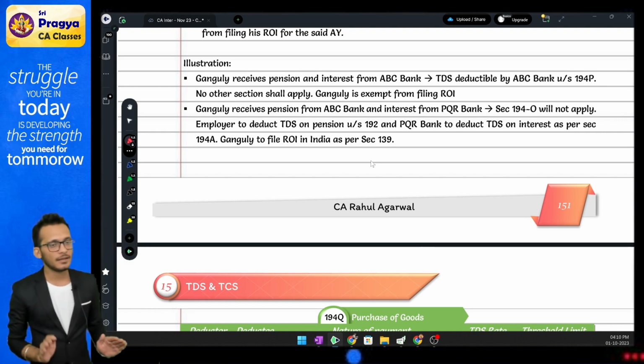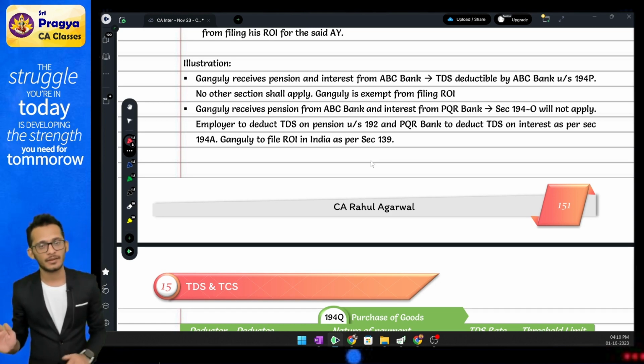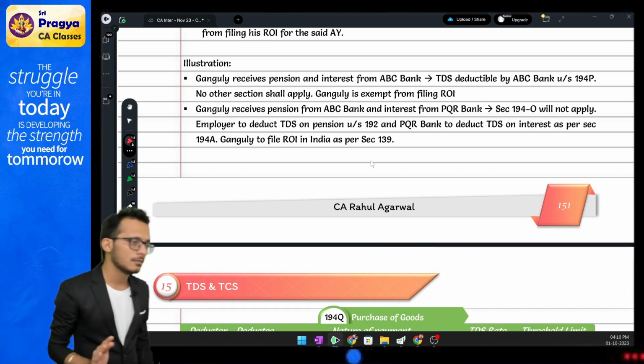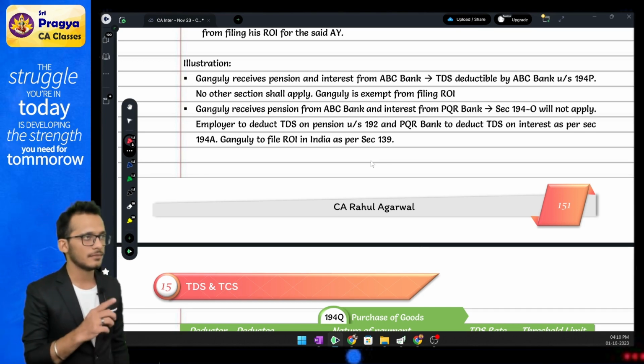It does not matter. Do not deduct TDS at 20%. Deduct it at 5%. Exception given to you. Yes or no? After Q becomes PQR.